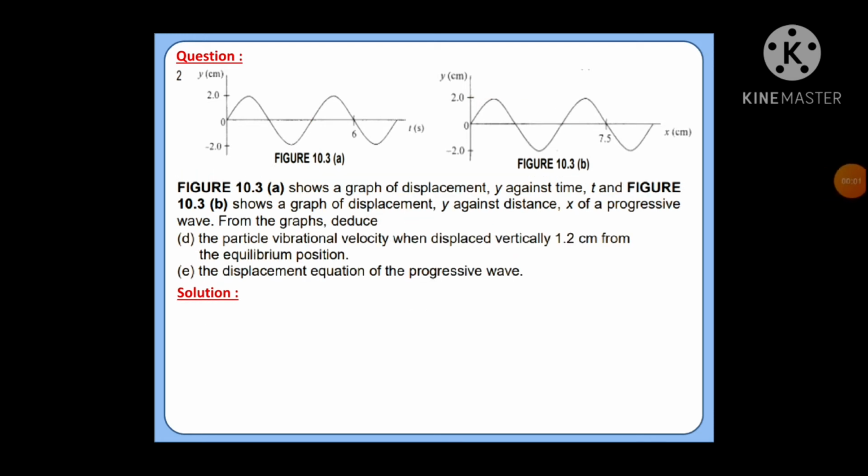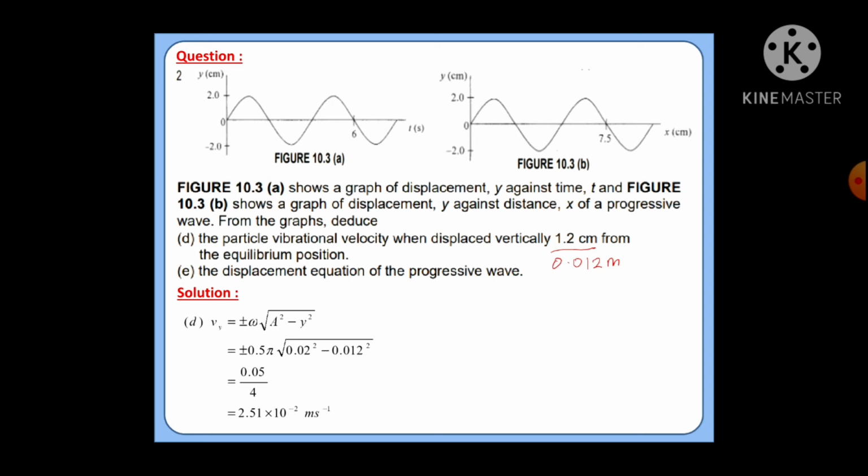Question number 2d, we need to calculate the particle vibrational velocity when displaced vertically 1.2 cm from the equilibrium position. So we want to find the velocity of the vibrating particle. We will use the equation v equals plus or minus omega square root of (A squared minus y squared), where the vertical displacement is equal to 1.2 cm or 0.012 meter. When we substitute in the equation, we will get the particle vibrational velocity, which is equal to 2.51 times 10 power of -2 meter per second.